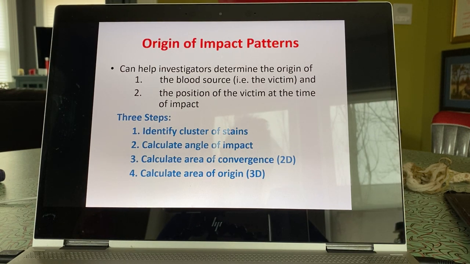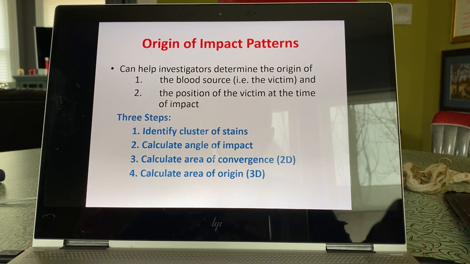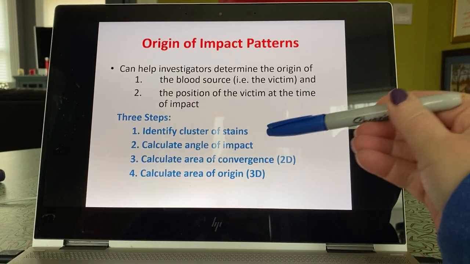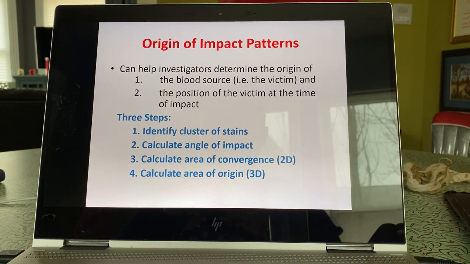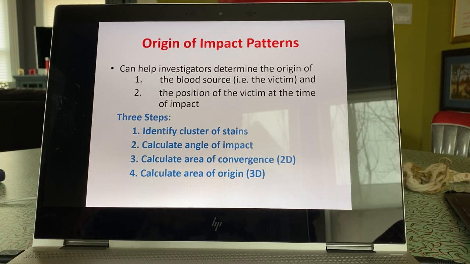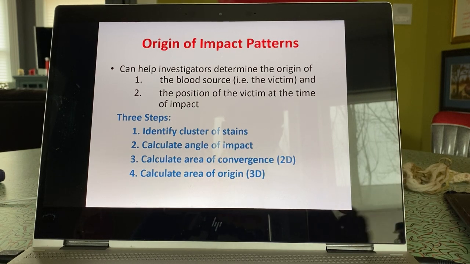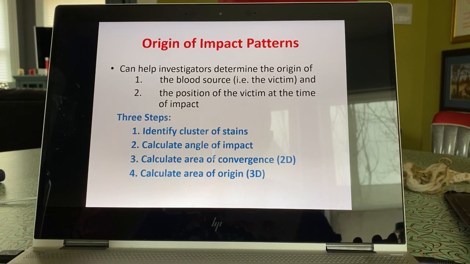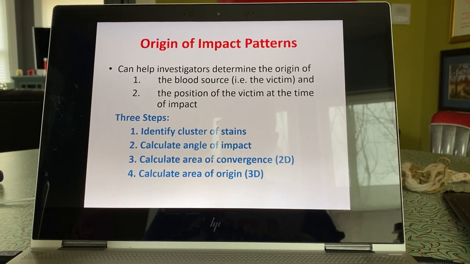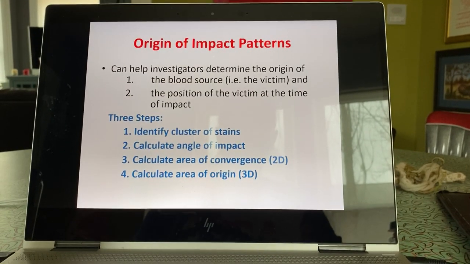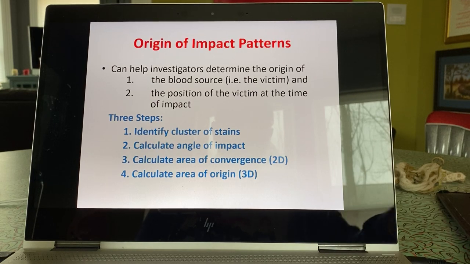So we are going to try to determine the origin of where the victim was and their position. So there are three main steps. Now notice that your Brainiac instructor has listed four things here. The three steps are 2, 3, and 4. That's when you're doing the actual calculations. The first thing is to identify a cluster of stains that you think was tied to one single event. And that can be kind of tough because at a lot of these crime scenes, there's a lot of blood. I'm going to show you an example where there literally is just one impact, and so it's a little easier. Just realize that in reality, things are a lot more complex.